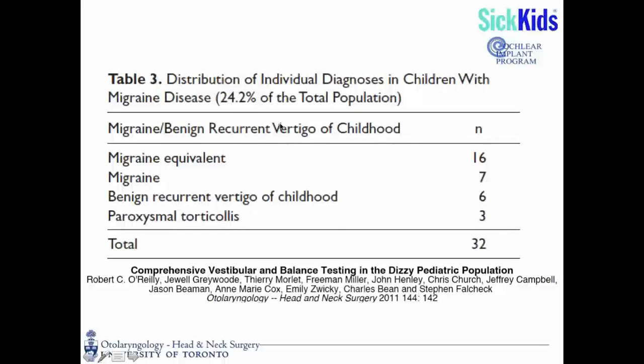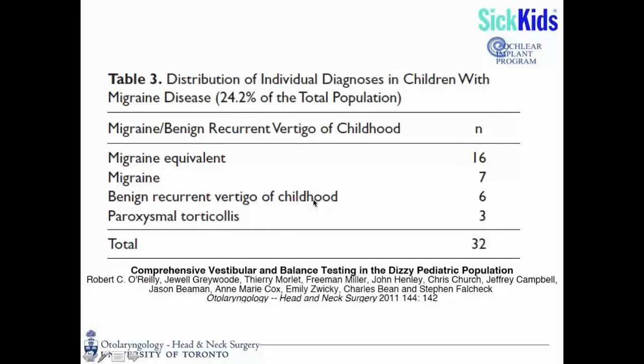So the final thing that Dr. O'Reilly looked at was the distribution of the individual diagnoses in children with migraine disease, which again made up roughly a quarter of the whole population that they saw. The majority had migraine equivalent. A portion had true migraine that met all criteria.